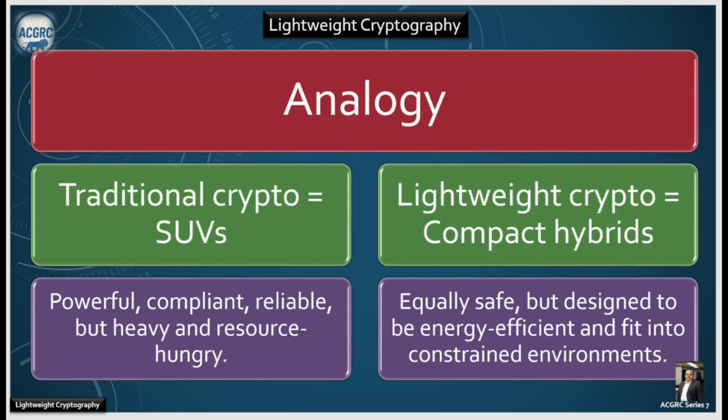Analogy? Well, traditional crypto is like SUVs: powerful, compliant, reliable, but heavy and resource hungry. You can take lightweight crypto as a compact hybrid. While it is equally safe, it is designed to be energy efficient and fit into constrained environments.